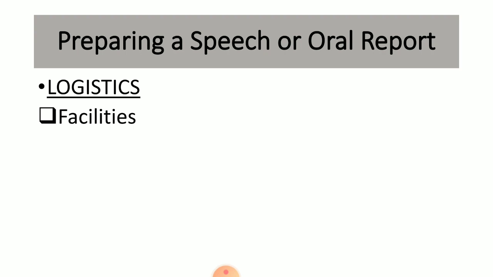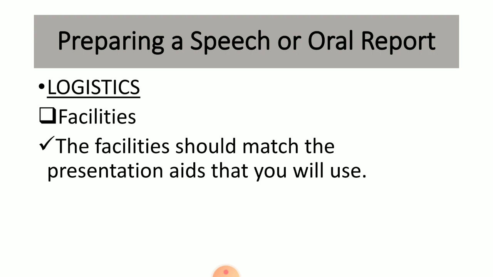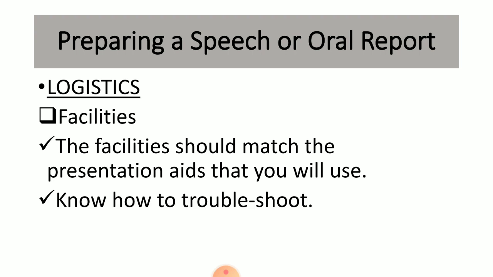Another under logistics is the facility. So, ask beforehand about the pieces of equipment available for you. The facilities should match the presentation aids that you will use. If there is no available projector, find a way to have one, especially if your visual aids are highly complex. If there are any electrical problems or technical glitches you encounter, you should also know how to troubleshoot.